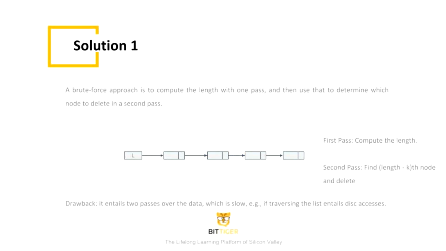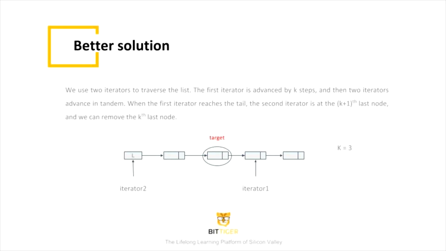It's not very difficult to come up with a brute force solution in this case. We can compute the length first, and then try to find the kth last element by finding the length minus k node from the beginning. Very simple mathematics. This solution can solve the problem, but there is a drawback. It entails 2 passes of the data. If the amount of data is very large and stored on the hard disk, we'll need to access the disk twice, which is very slow. So let's look at a better solution.